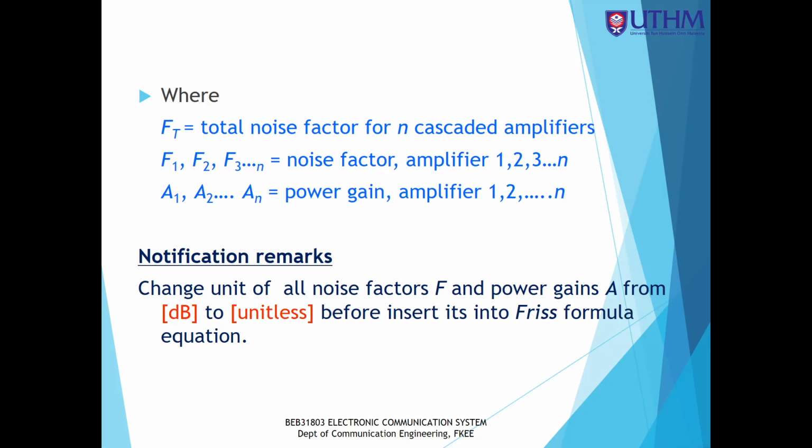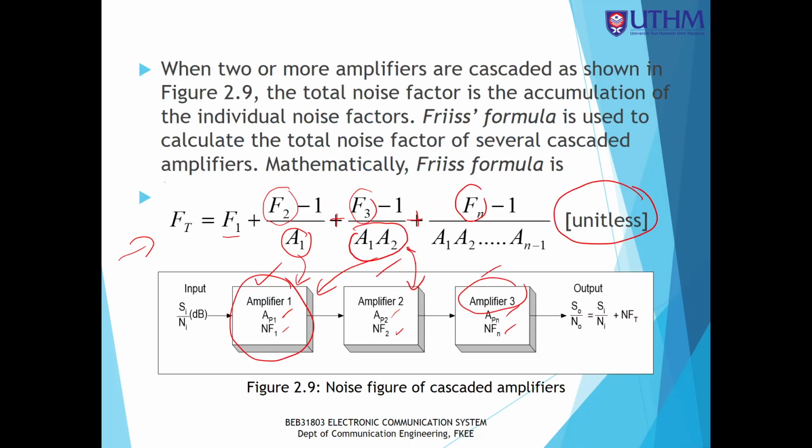Okay, ini ada penerangan dia. And remember, this is a very important remark. Change the unit of all noise factors F and power gains A from decibel to unitless before you insert into the Friis formula equations. So apa maksud dia? That means remember all the parameters inside the Friis equation are unitless parameters. Okay, semua parameter di dalam Friis equation ini adalah unitless parameter.